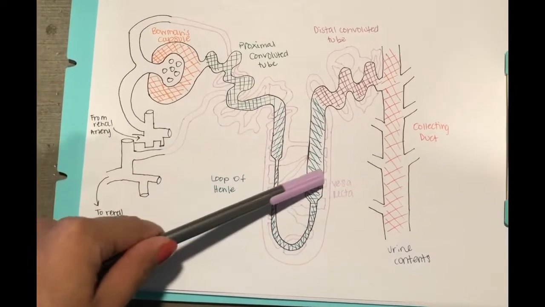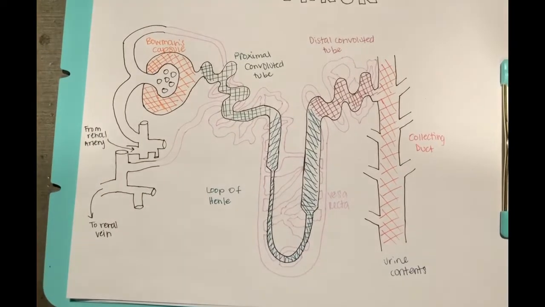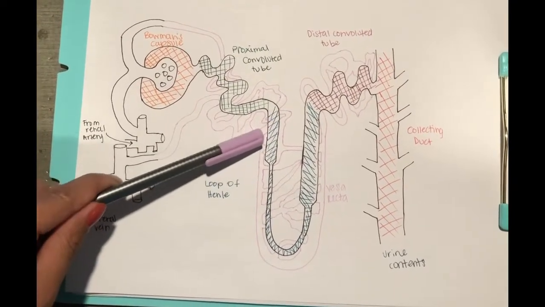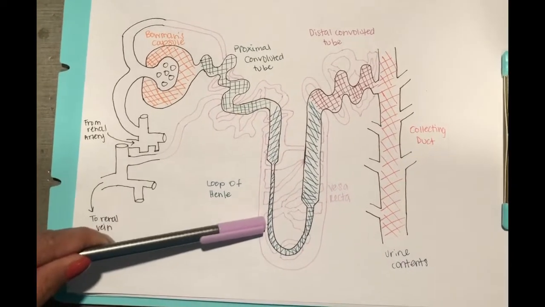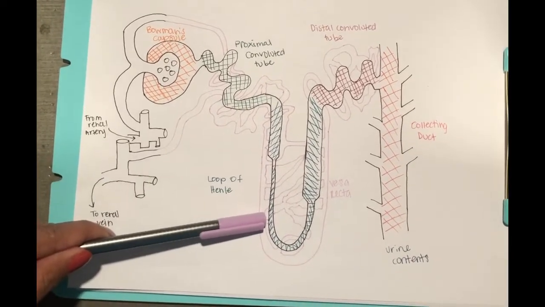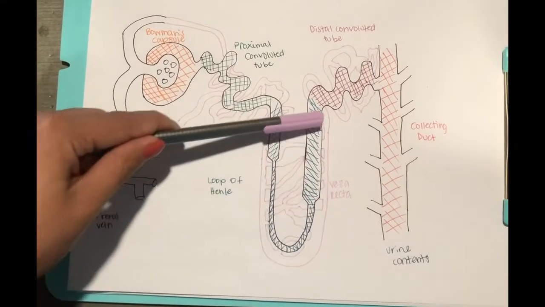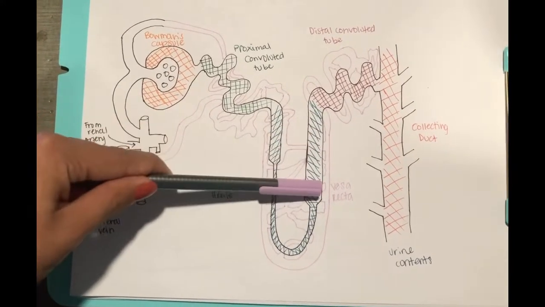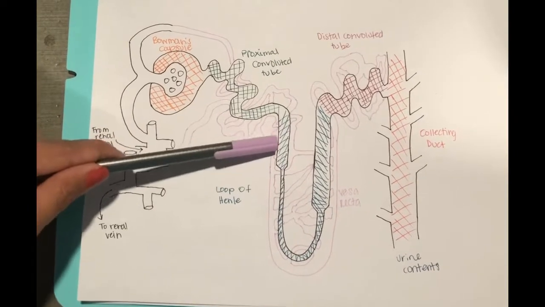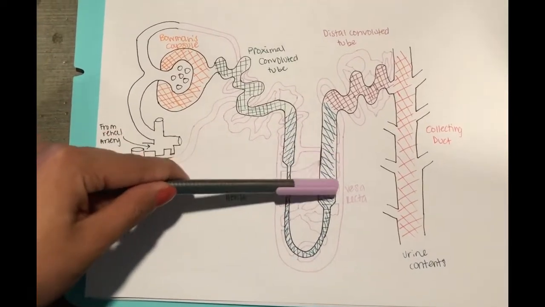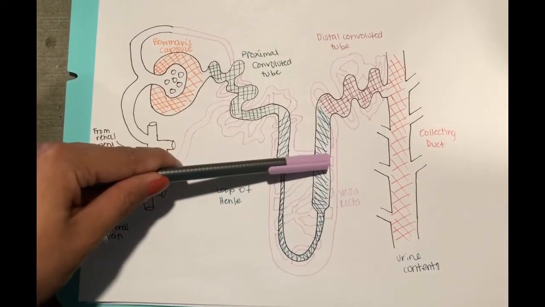Third is the loop of Henle. This is where reabsorption of the water occurs at the descending limb, which would be this one, and reabsorption of Na and Cl occurs at the ascending limb, which would be this one, the thick, versus the thin, where water is reabsorbed. And the thick is where Na and Cl ions are reabsorbed.